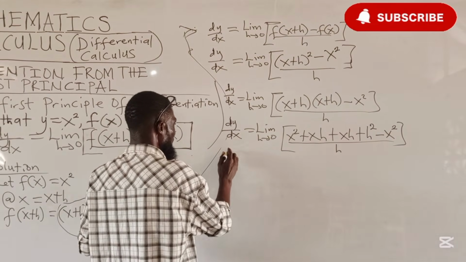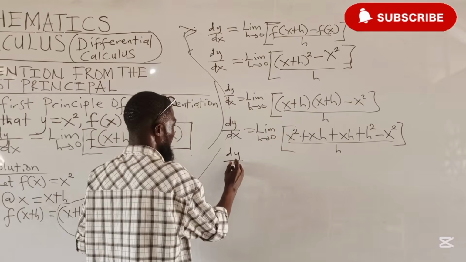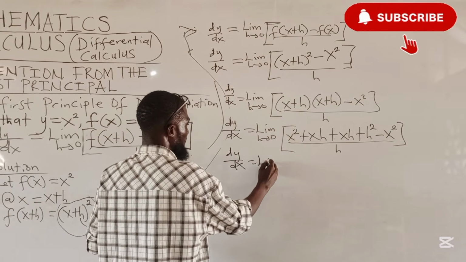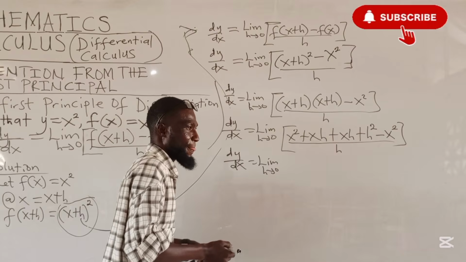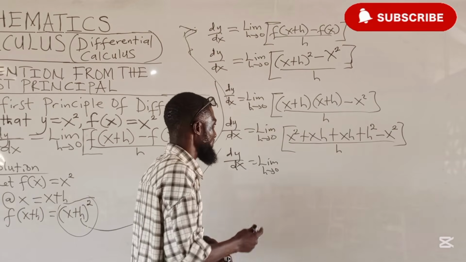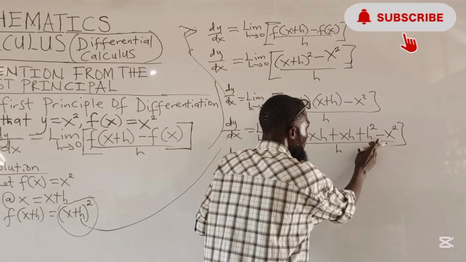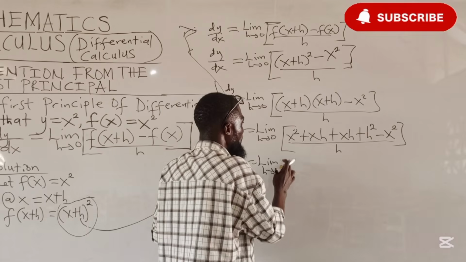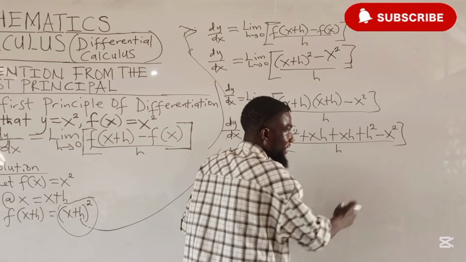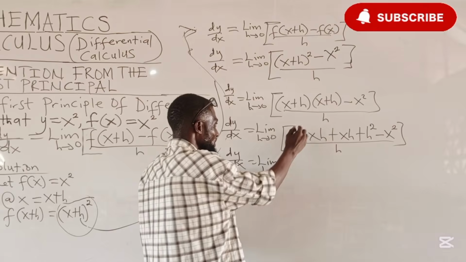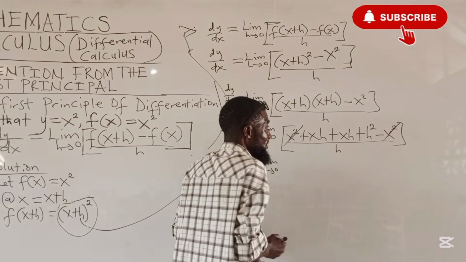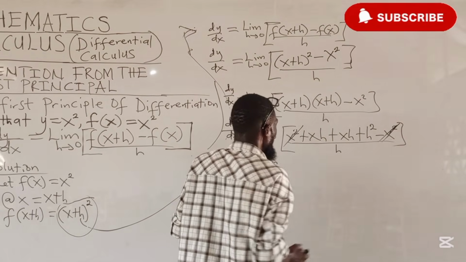We see our formula: dy over dx will just be equal to the limit as h approaches 0. What happened? We collect like terms. We have x squared minus x squared. So it means the x squared minus the x squared will automatically cancel. It will be equal to 0. So we cancel this and this. So what we have here?